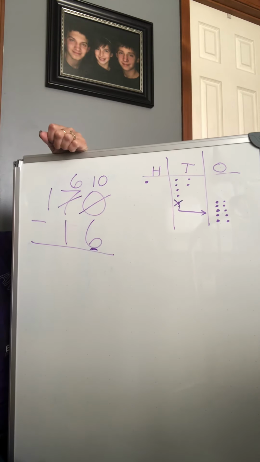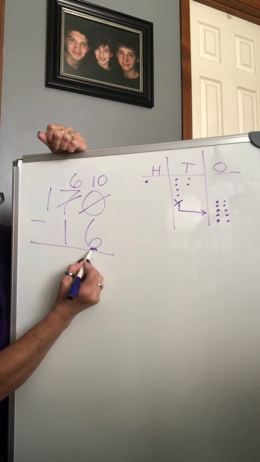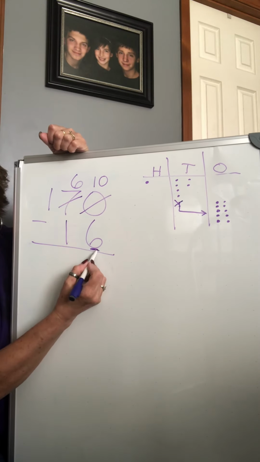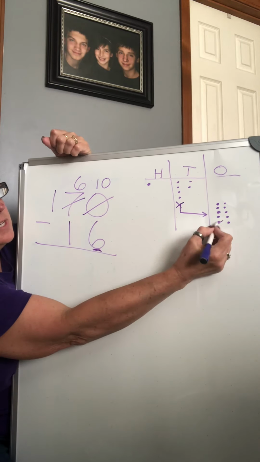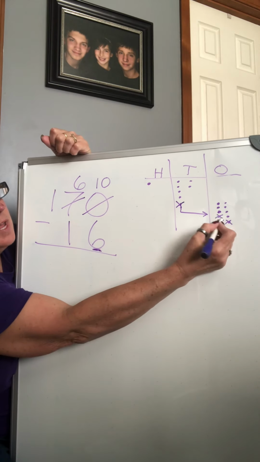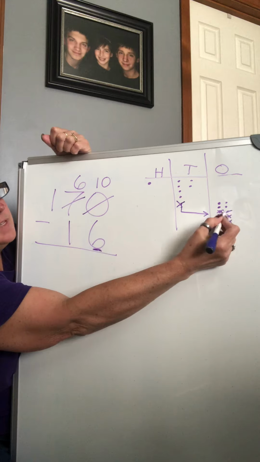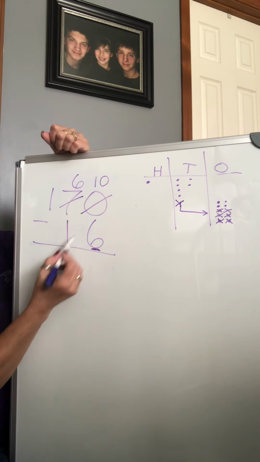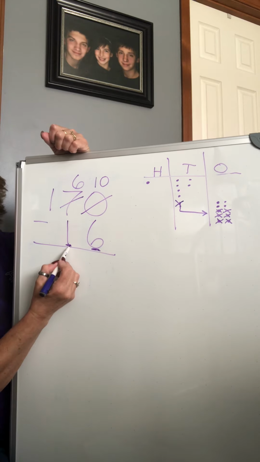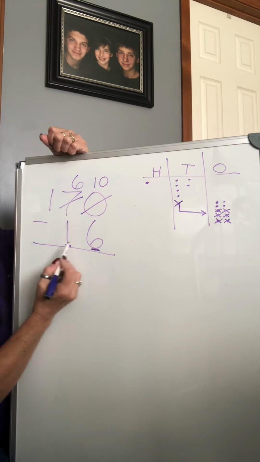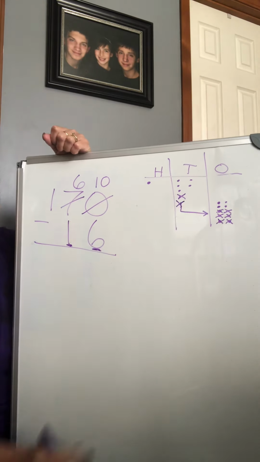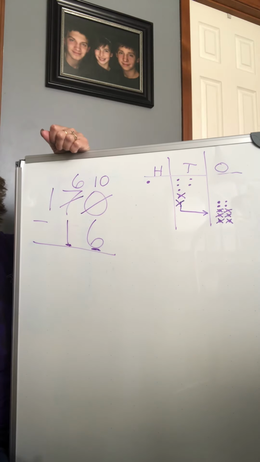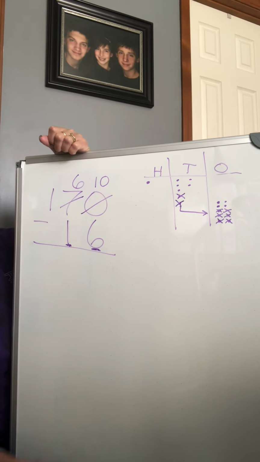All right, now let's go ahead and actually subtract. I need to take away in the ones house 6 ones. So cross out 6 ones. 1, 2, 3, 4, 5, 6. And then move to the tens house. I need to take away 10. All right, let's see what we got left.